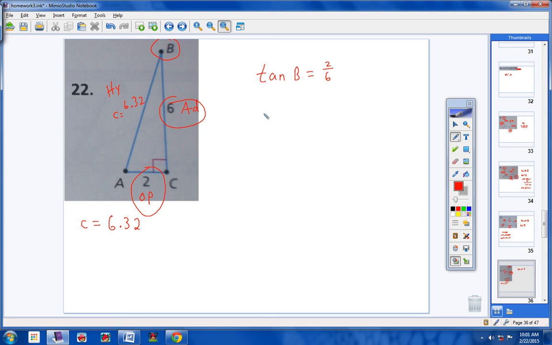So I'm going to type into my calculator inverse tangent. And you're welcome to put 1/3, or you can put 2/6. You'll get the same answer. Either way, it doesn't matter. So inverse tangent of 1/3 or 2/6 is going to give you 18.43. Okay? So the measure of angle B rounded to two decimal places is 18.43. Alright, so there we go.